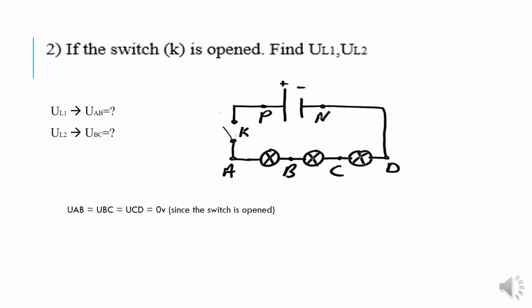Part 2. If the switch K is opened, find UL1 and UL2. By UL1 I mean UAB, since the first lamp is between the 2 points A and B, and by UL2 I mean UBC, since it is between the points B and C. Since the switch is opened, then UAB equals UBC equals UCD equals 0 volts, since the switch is open. So the current is not flowing in the circuit.